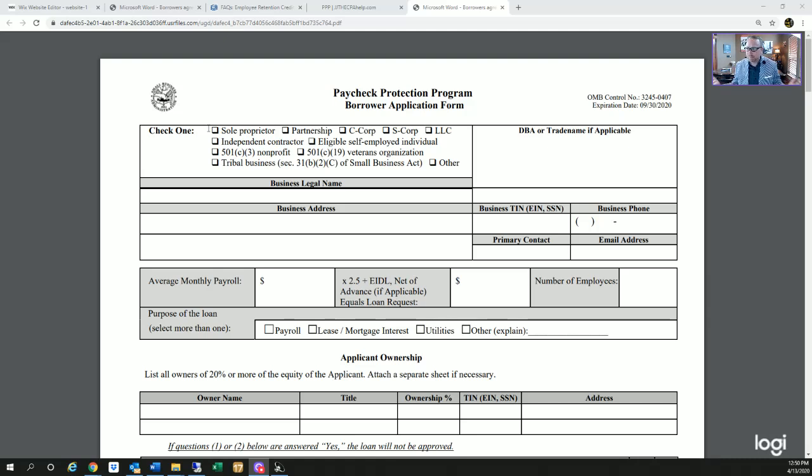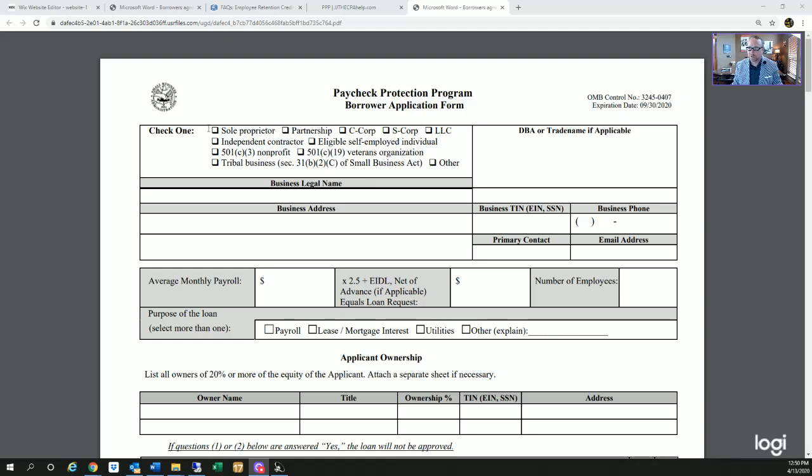LLC, by golly, I don't know really when you would put an LLC, because an LLC could be a sole proprietor, a partnership, a C Corp, or an S Corp. Now the bank may come back and say, whoa, you should have marked it an LLC. Okay, then tell them to mark it LLC.